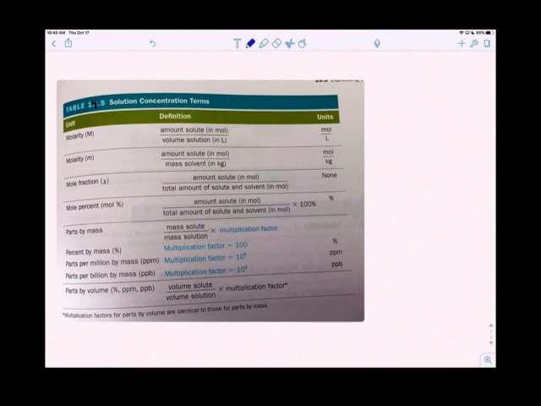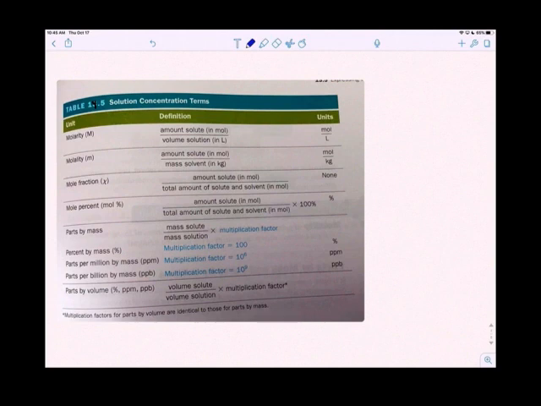Mole fraction we've also covered. That's the number of moles of something over the total moles. This is going to be important later for calculations. Mole percent is just mole fraction times 100. Parts by mass, the easiest is percent. You just take the mass of whatever over the total mass times 100. So if you're 20% body fat, that means the fraction of body fat is 0.2. If you're 100 kilograms, that means you have 20 kilograms of fat.